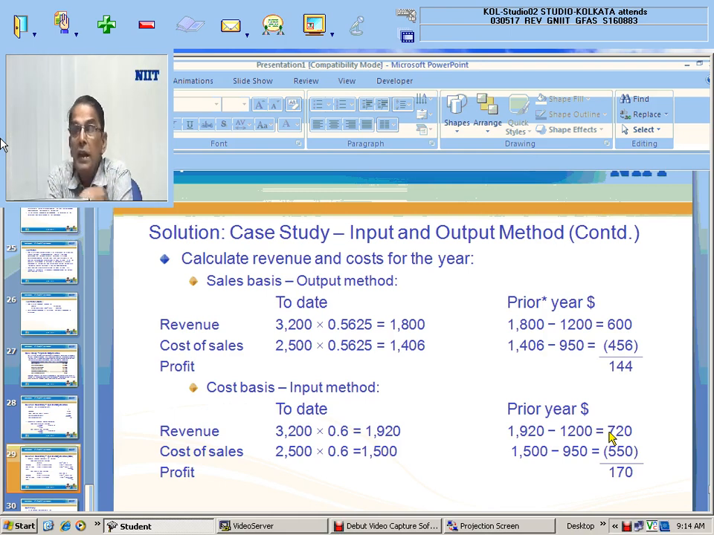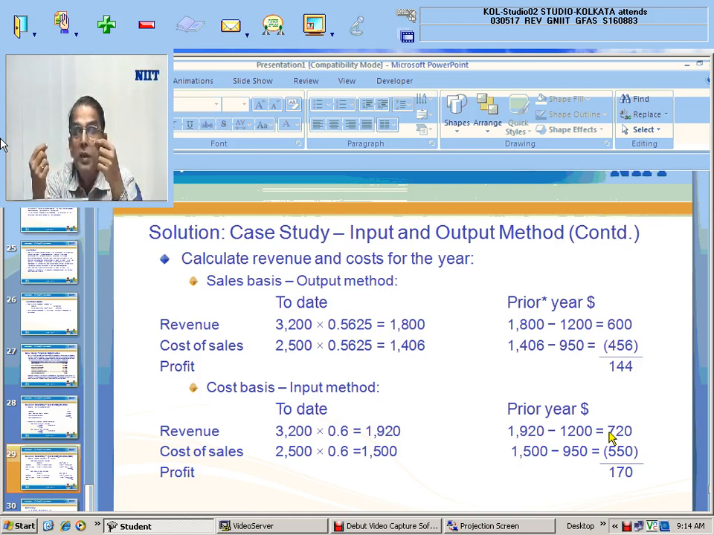Now for the prior year, revenue recognized till the prior year was 1200. So the revenue to be recognized for the current year is 1800 minus 1200, which is 600. Similarly, cost recognized till the prior year was 950. So the cost to be recognized in the current year should be 1406 minus 950, so 456. So profit for the current year would be 144, which is 600 minus 456.